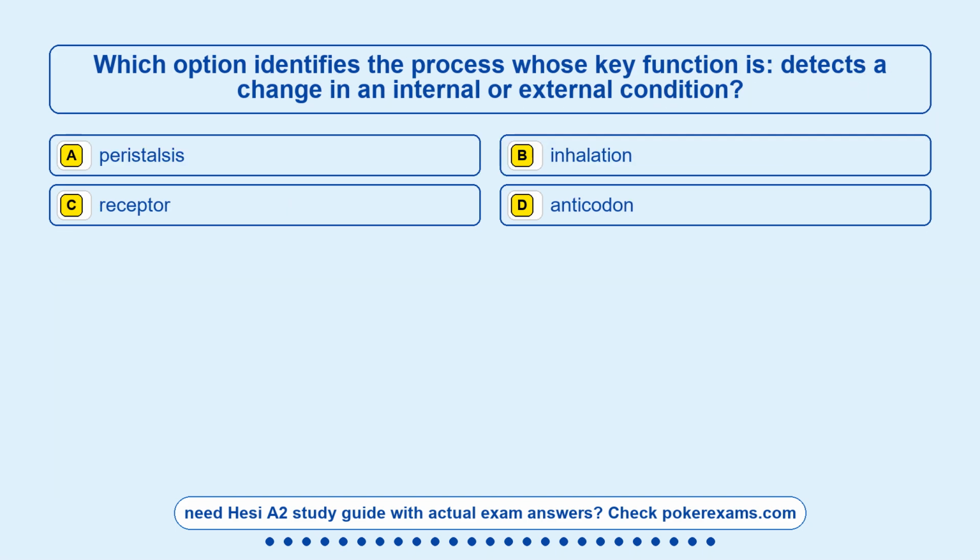Question 2. Which option identifies the process whose key function is, detects a change in an internal or external condition? Option A, peristalsis. Option B, inhalation. Option C, receptor. Option D, anticodon.